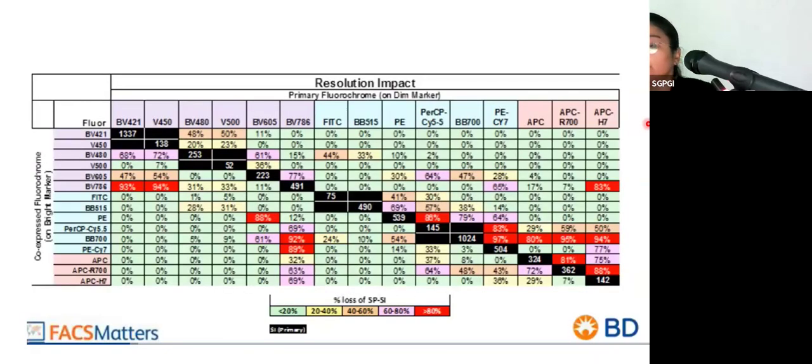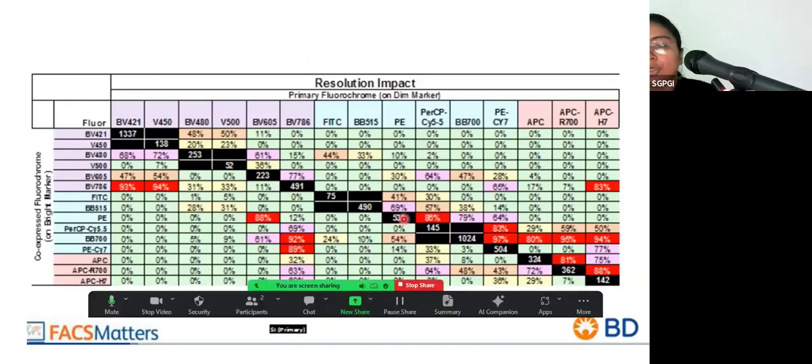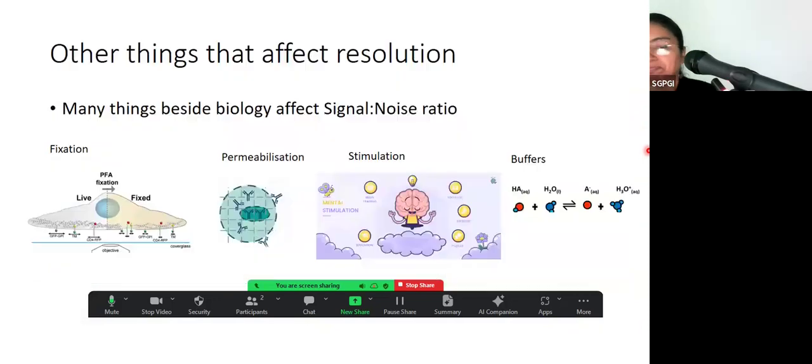This is for a lyric instrument. Again, the red areas highlight the parts where you should not use markers that are co-expressed in these two detectors. So for example, you would not want to use PERCP with PE on a co-expressed marker if you can. The other things that affect resolution are also how you process your sample.